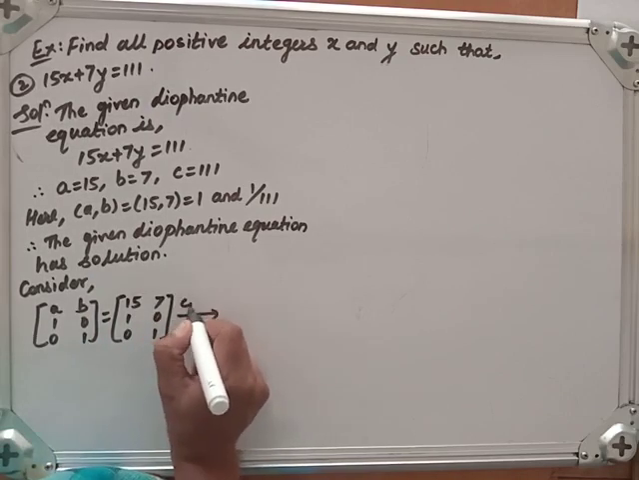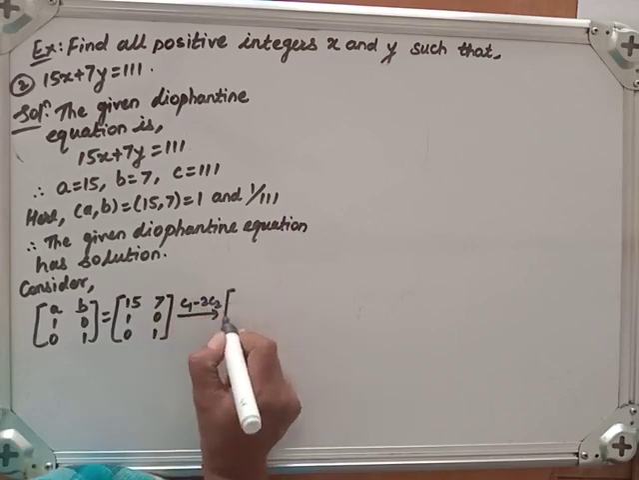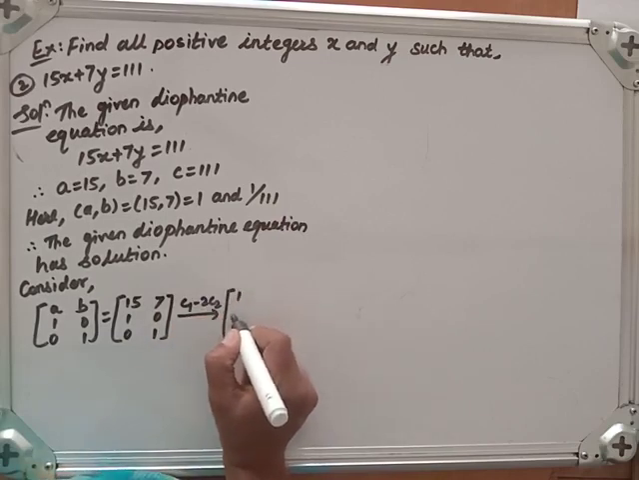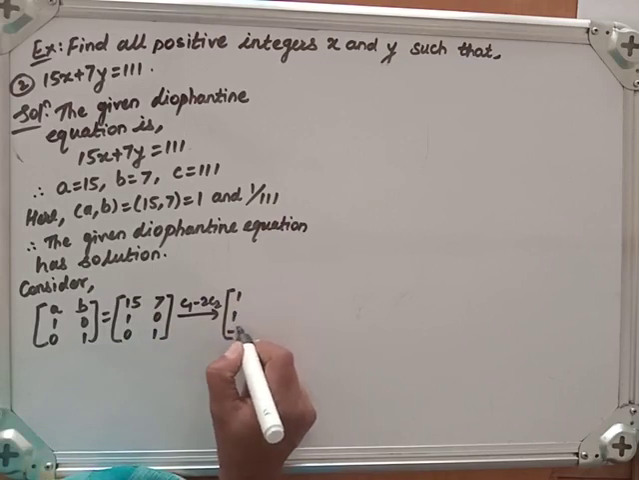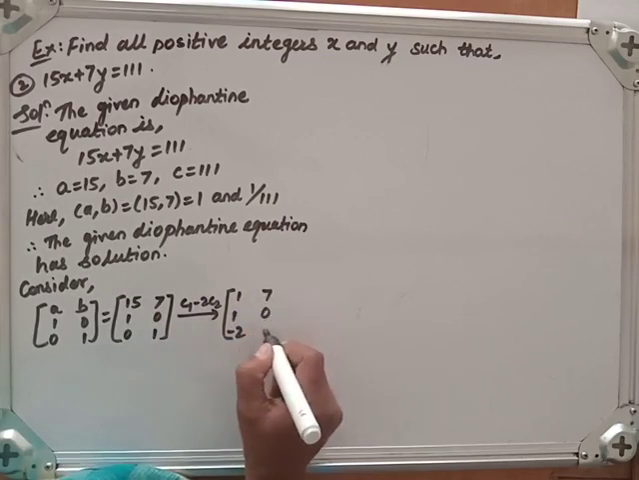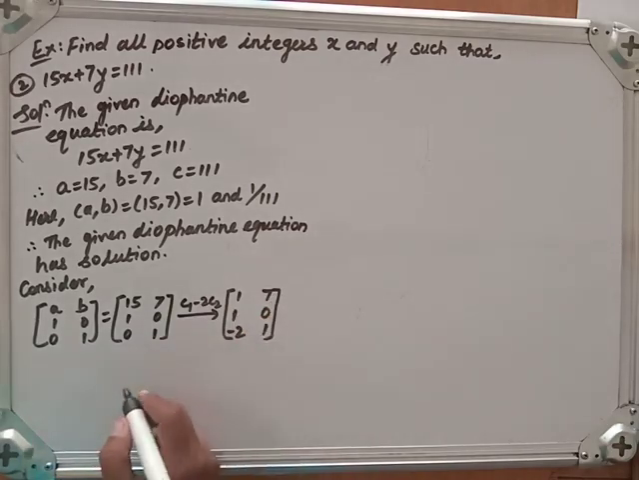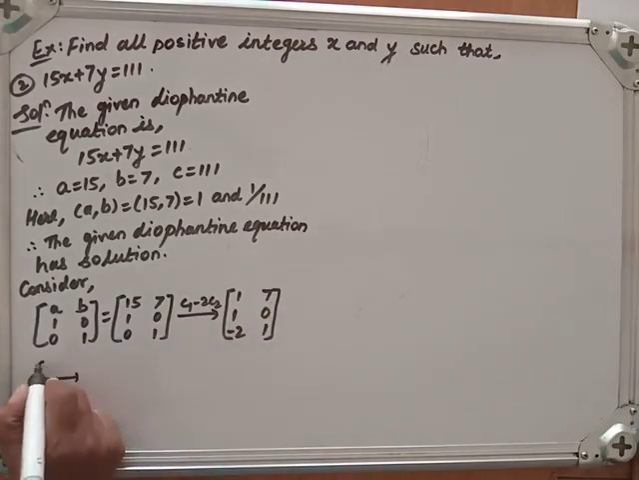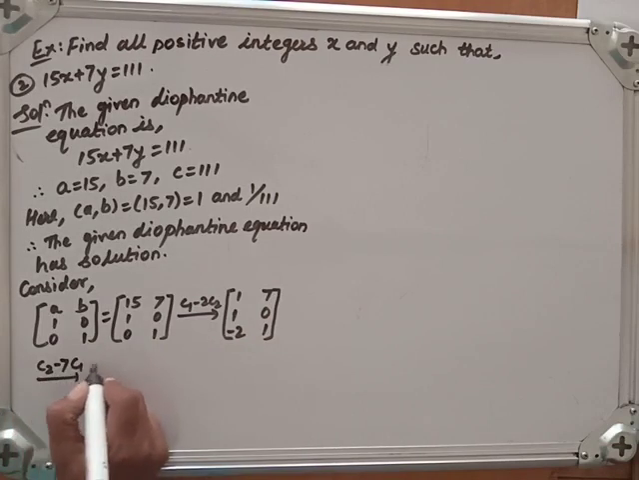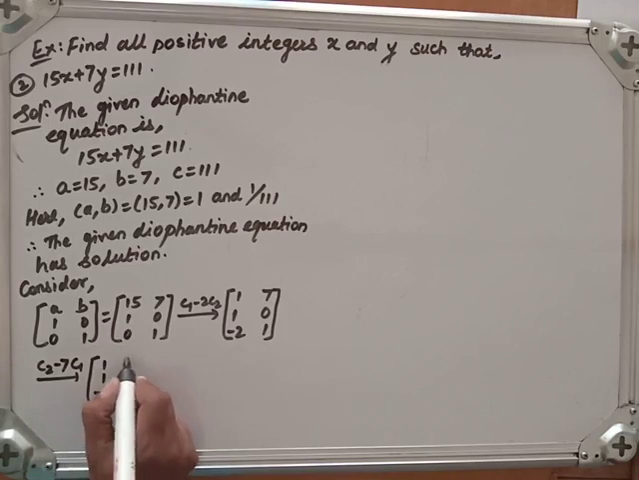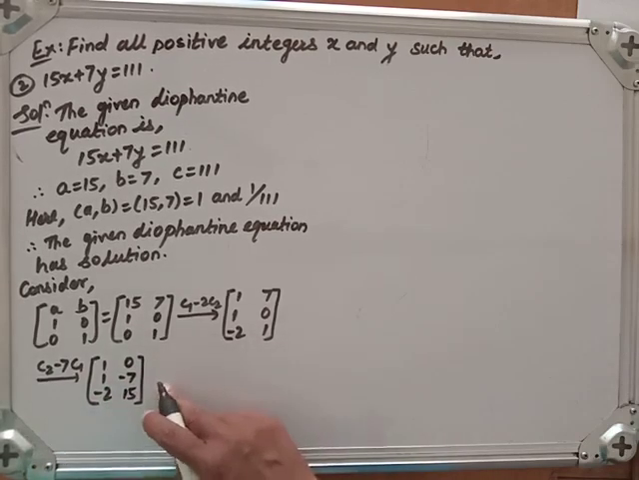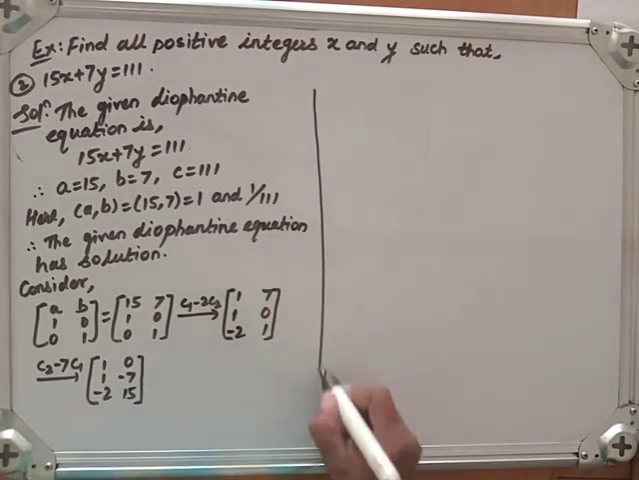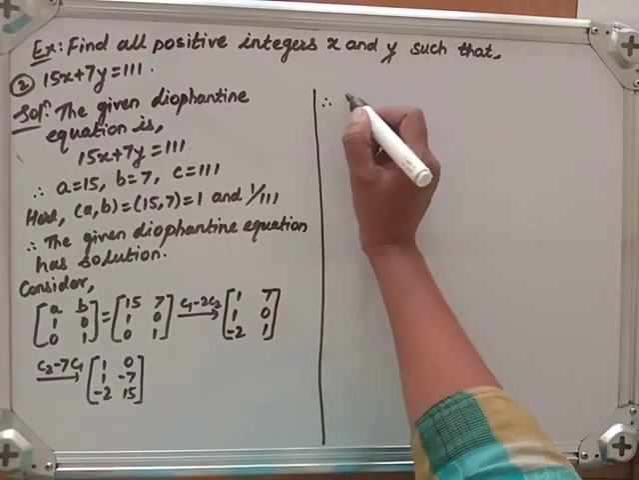So, C1 minus 2C2 gives 1 and minus 2 in the first column, with 7, 0, 1 as it is. Again, C2 minus 7C1 gives 1, 1 minus 2 in the first column and 0, minus 7 and 15 in the second. Now this is in the required form.